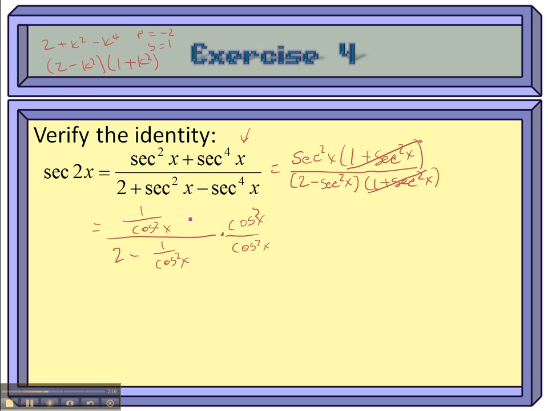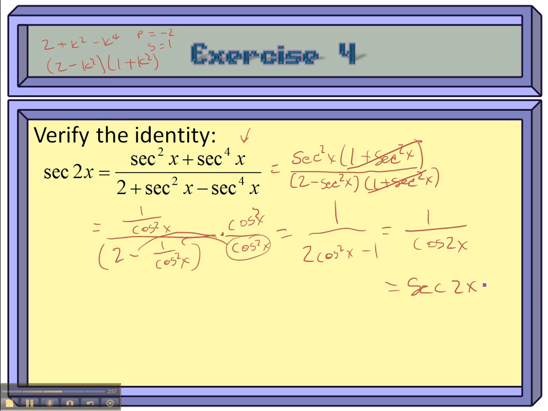Okay, so on the top, I'm just going to have 1. On the bottom, I'm going to have 2 cosine squared x minus 1. Whenever I multiply this times this and distribute it to both parts, I know that 2 cosine squared x minus 1 is the same thing as cosine 2x. That's one of the double angle formulas, just kind of working backwards there. This is just the reciprocal now of secant of 2x. And I verified it.